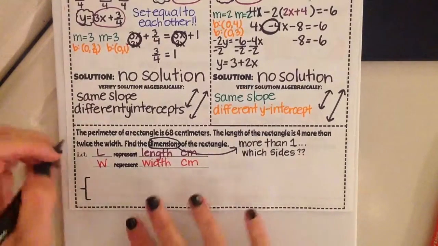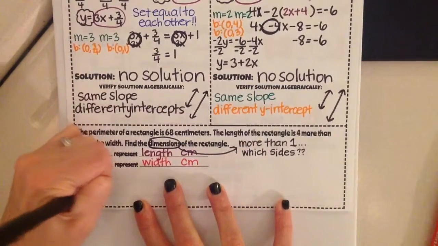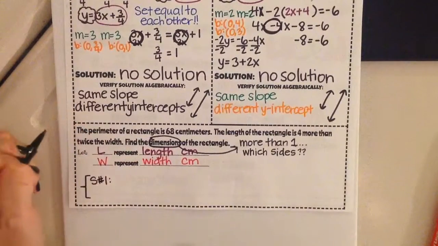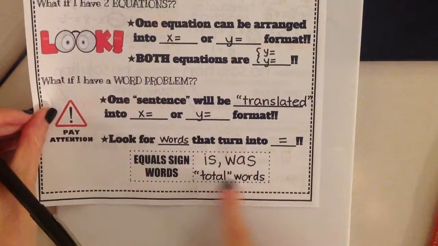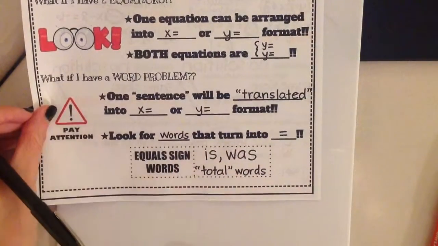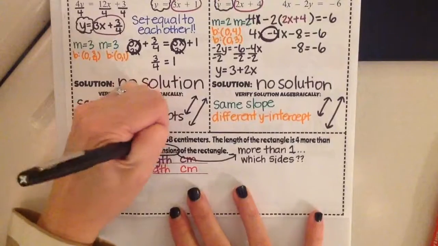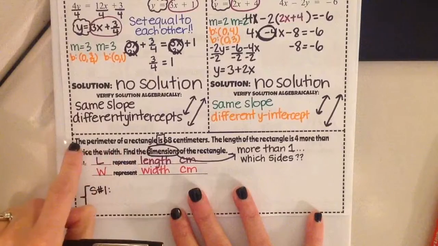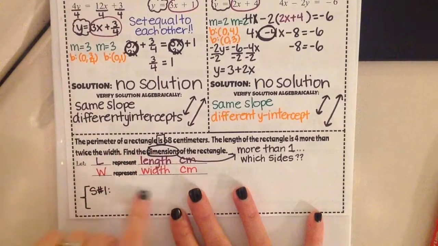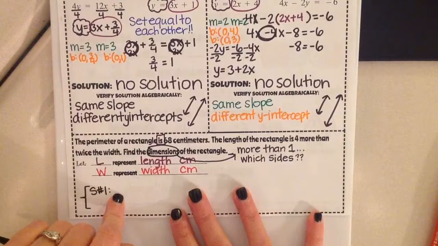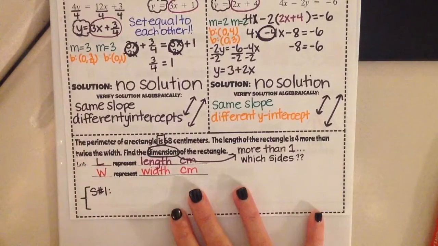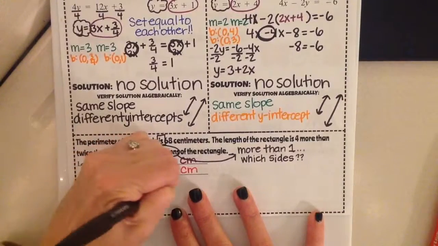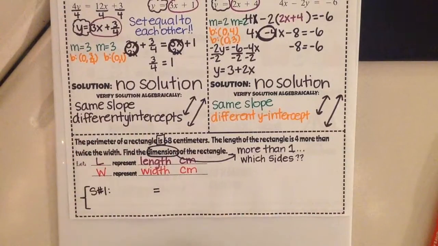So now we're going to go sentence by sentence. If I look at sentence number 1, the perimeter of a rectangle is 68 centimeters. Remember, you want to find words that tell you total, is, was, or a total. Those words are going to turn into your equal sign. I see that word right here, is. Now, there are English words before the word is in the sentence, which means I have to leave space in my equation for there to be symbols and numbers for these English words to show up. So I'm going to leave a little space and I'm going to put my equal sign here. Okay, and now I'm going to start working.